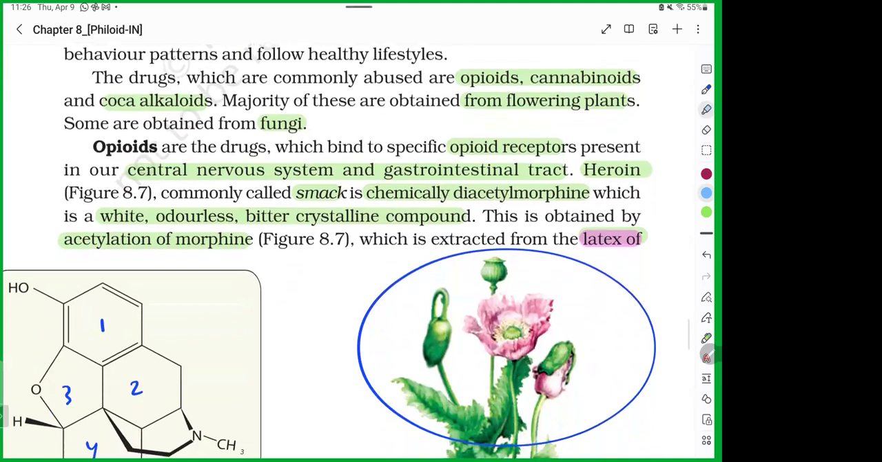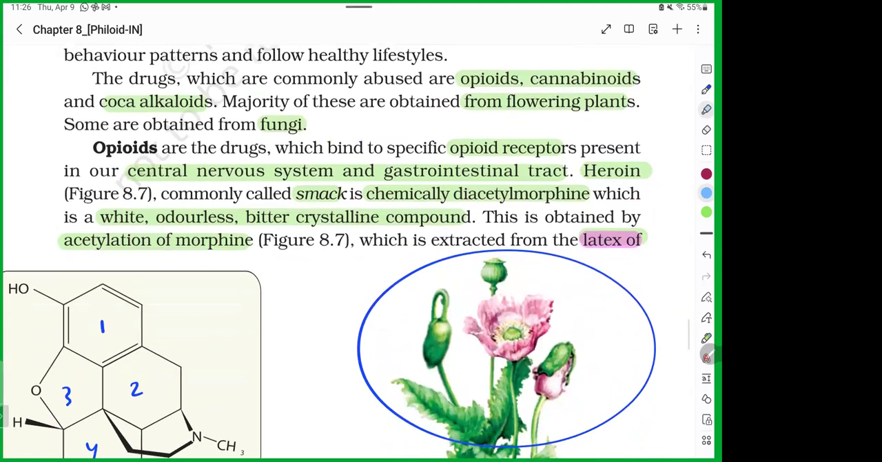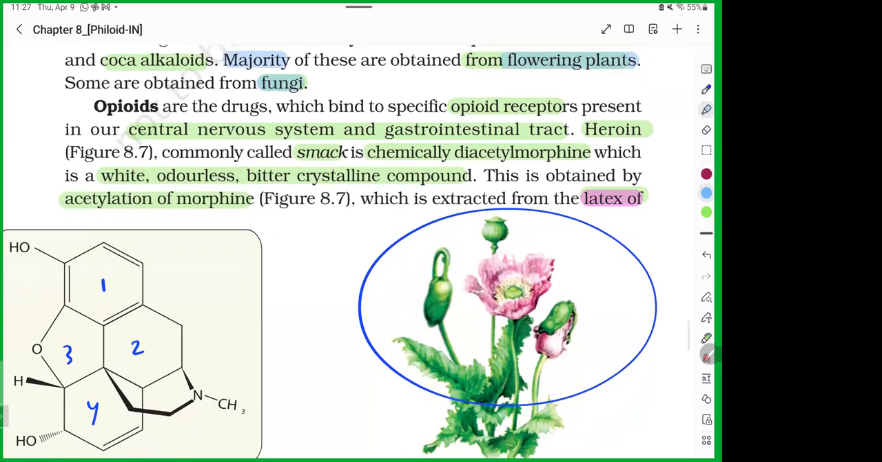In the case of drugs, there are specific drugs that harm us, and most drugs are obtained from flowering plants, angiosperms. Correct? Some can be obtained from fungus. Really important question: most drugs are obtained from flowering plants, not from fungus. Wrong. It is obtained from fungus also.